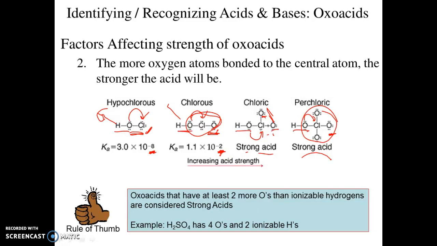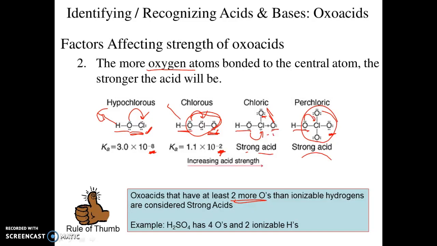So that's our factors. Okay, if that's a tie, look at how many oxygens are attached to the central atom. The more that are attached, the stronger the acid is going to be. In fact, a good rule of thumb: if you have an acid that you have never heard of before and you're looking at the formula for that acid, if it is an oxo acid, look at how many oxygens are attached. And here's the rule.